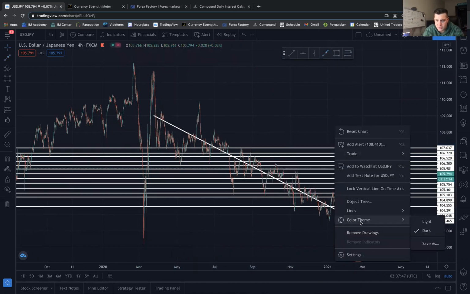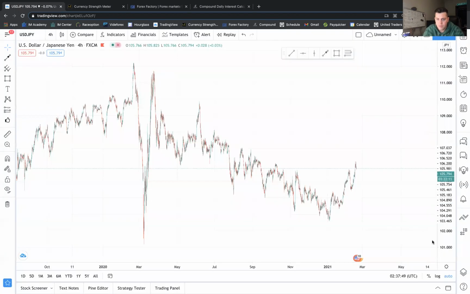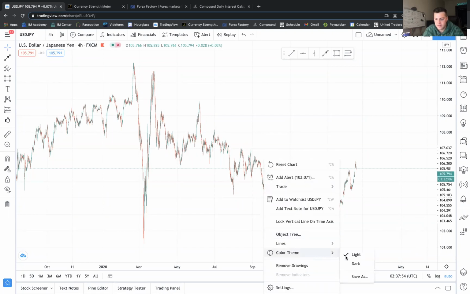I wonder if you guys are going to be able to see this better if it would be light. Oh, of course I have white lines. That's hilarious. We'll have to stick with dark for now.